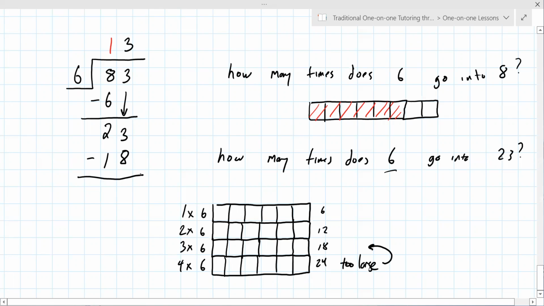What is 23 minus 18? Six. Nope, try again.